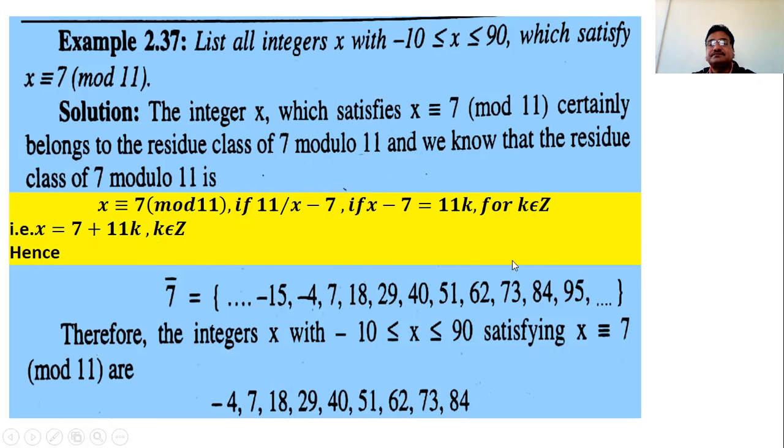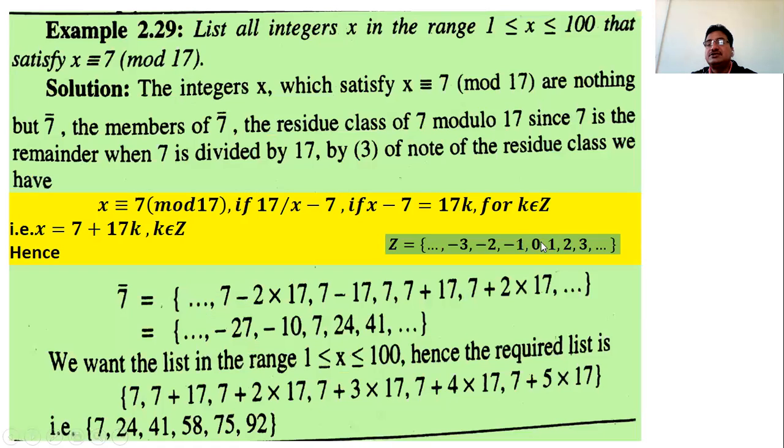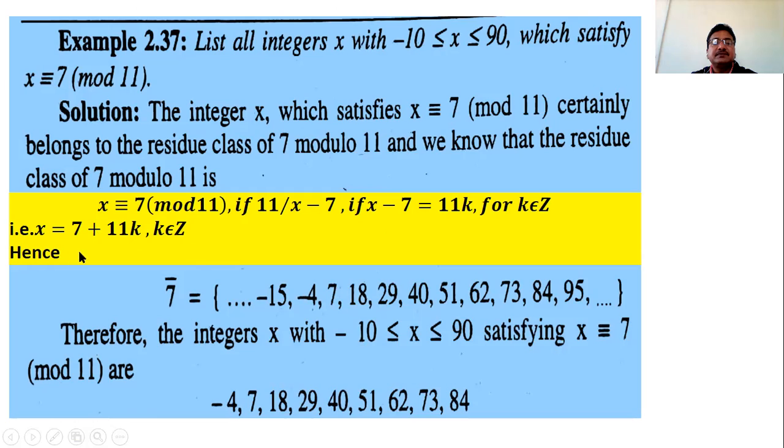Then substitute k as 0. Then we have 7. Then substitute k as 1: 11 plus 7, that is 18. Then k as 2, we have 29. Then k as 3, we have 40. Then k as 4, we have 51. Then k as 5, we have 62. In this way we continue, substituting k as 4, 5, 6, 7, 8.